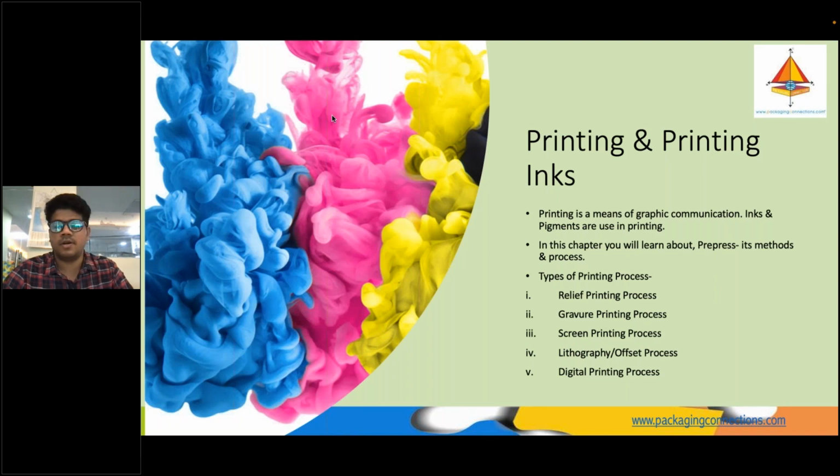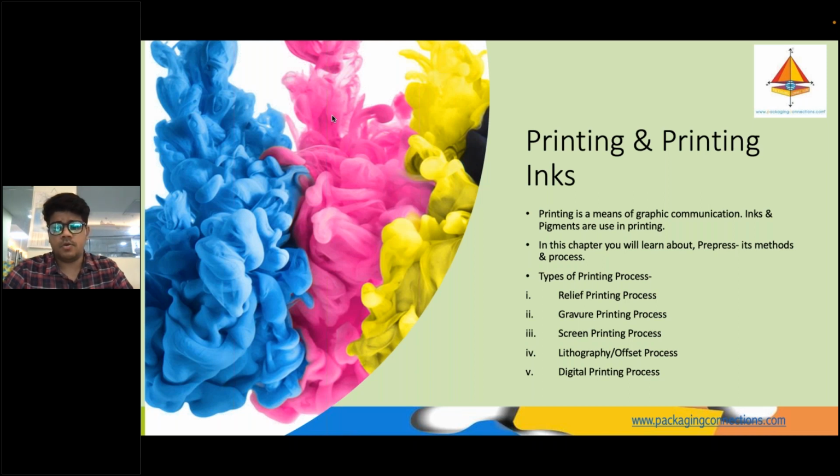Printing is a means of graphic communication, and as you know, inks and pigments are used in printing. So in this chapter, you will learn about pre-press, the method and the process. Pre-press is the method before the printing process. You have to make sure that every process is aligned, and you have to do the plate making and other processes. That's called pre-press.